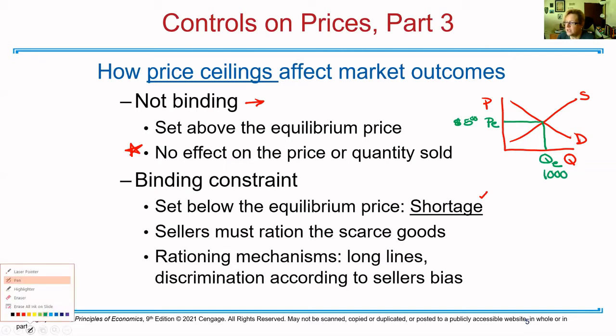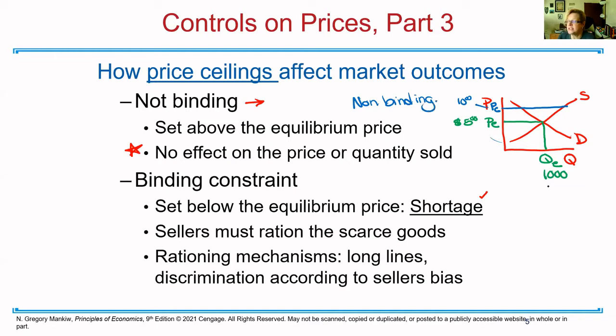Now, if the government comes in, and I'll use blue for the government, and puts in a price ceiling, that means prices cannot go above it. So let's say that the government enacts a price ceiling at $10. That means the prices cannot go above $10 for this product. Right now, the price in the market is $5. That has no impact on this market whatsoever. So this would be non-binding. We would still end up at a price of $5 and we'd still have 1,000 as our quantity.